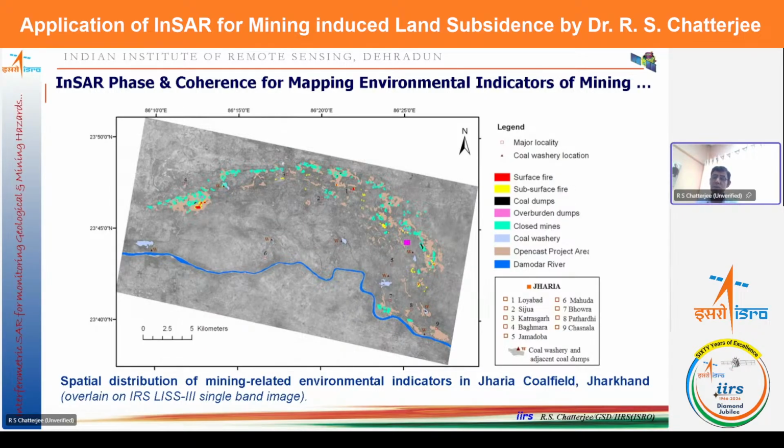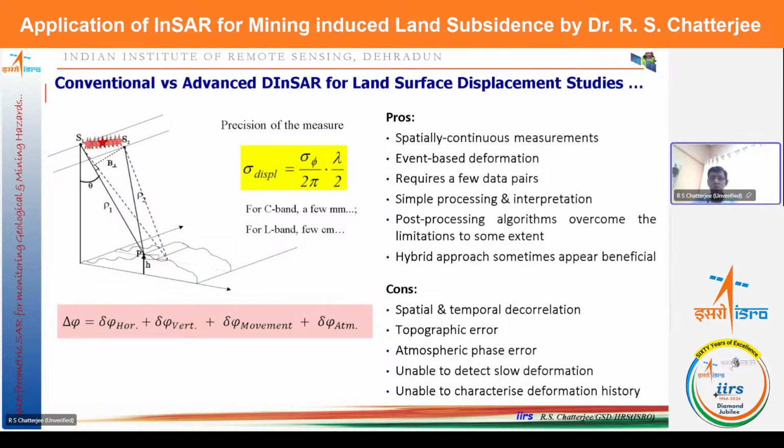But for underground mines, one of the major impacts is land subsidence, and that we will address separately using the differential interferometric SAR technique, in the later part of this session. Now you see, differential interferometric SAR, which is used for land surface displacement studies, can be done in a conventional approach or an advanced technique. Conventionally, you need at least two images. Between the two images, what is the phase difference? From this phase difference, we get the path difference.